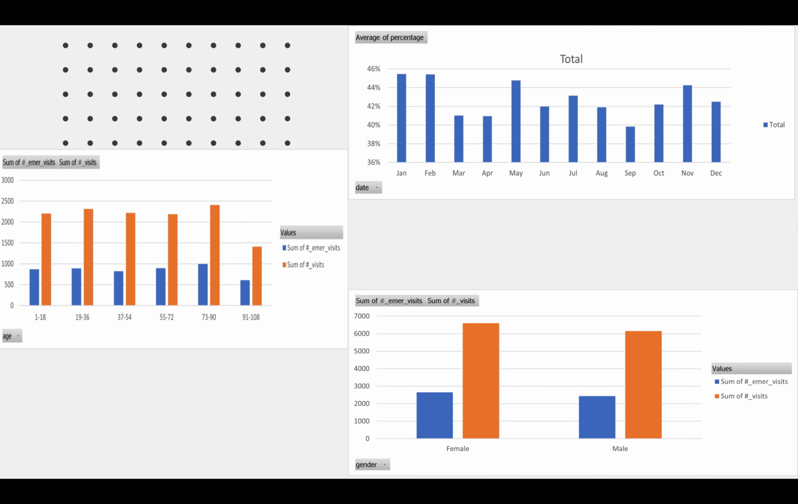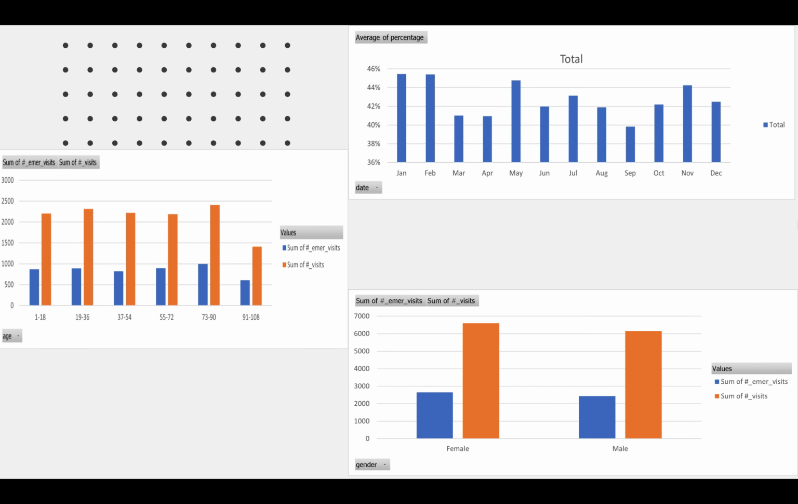Moving forward, we also broke that down even more. We broke it down into demographics. That was by female and male. As we can see in this one, females are going to the ER and having these types of non-emergency related visits more than the males.